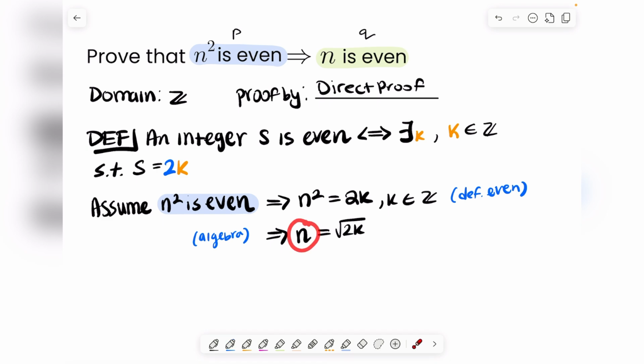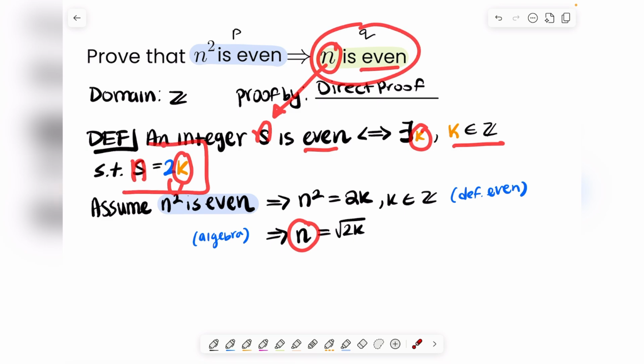So now we have something to say about n, but what we want to say about n is that it's even. And what do we know about an integer n that is even? That there is some k that is an integer that will multiply by 2, and it's going to give us n. So if we want to show that q is true, we're going to have to show that n is equal to 2 times an integer k.